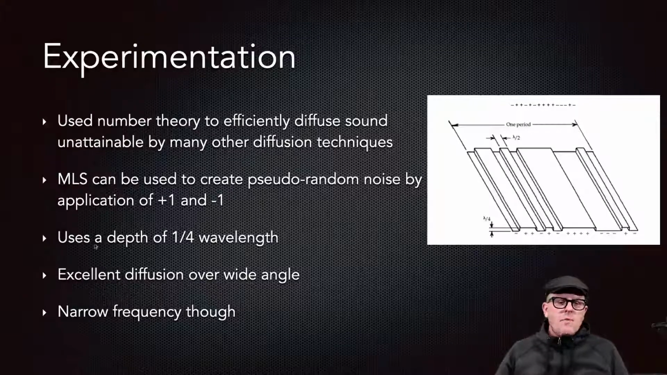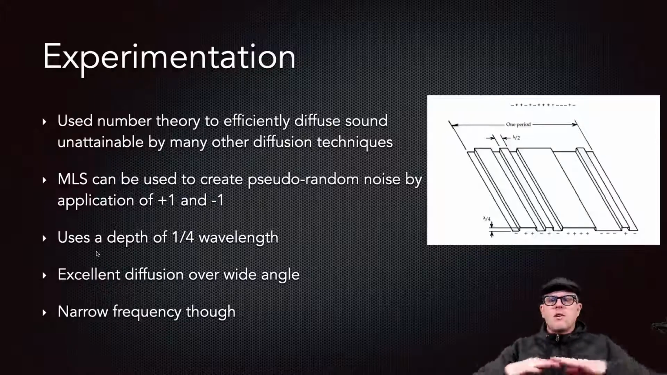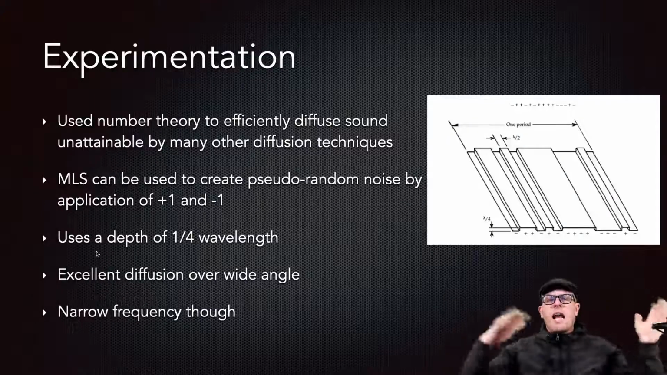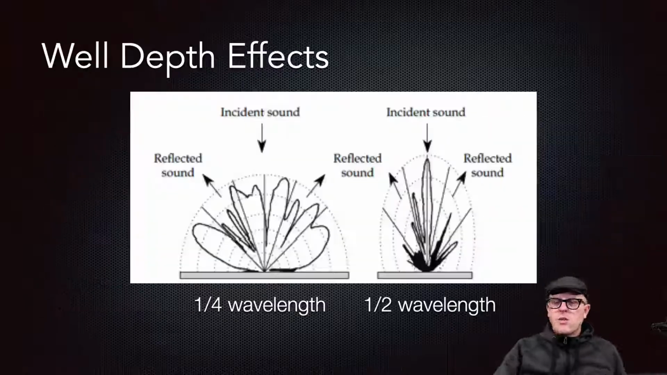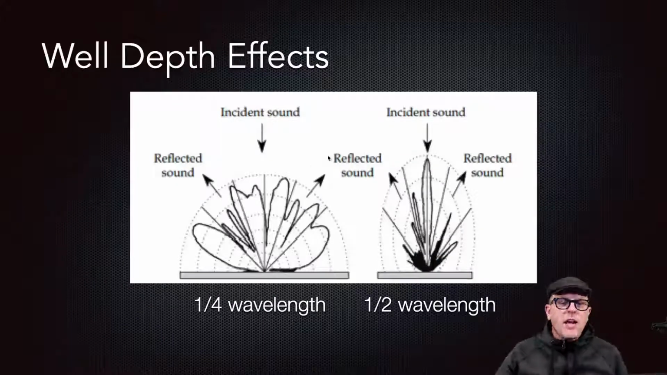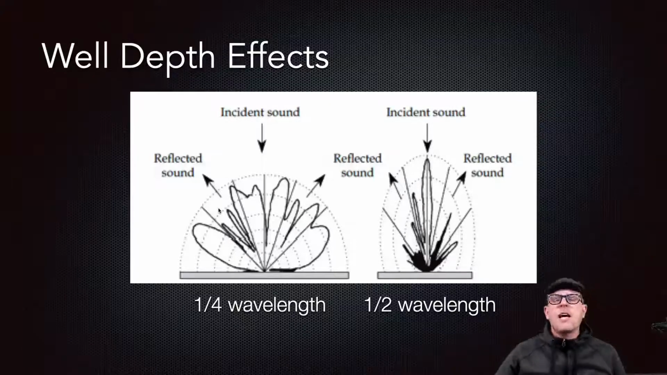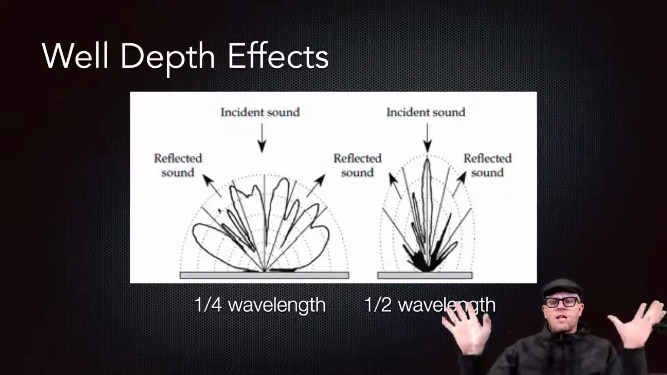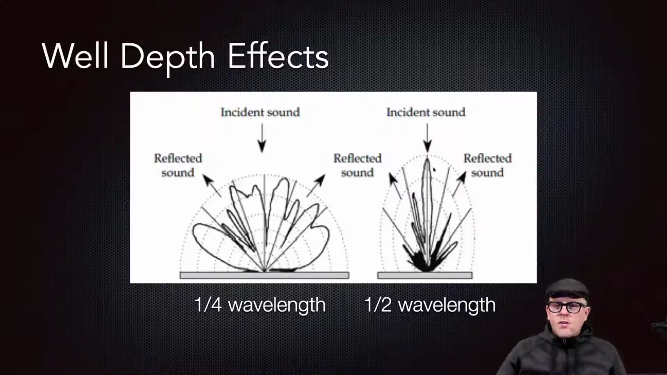So it creates massively wide diffusion over a wide angle, but it's a narrow frequency range though. So here's what it looks like. The incident sound comes onto this thing right here, and this is a polar plot showing the energy magnitude in different directions. I believe these rings are probably 10 dB. So this shows you this going all the way out here.